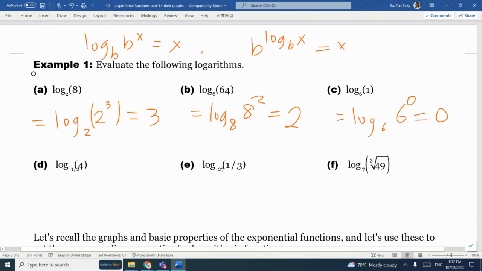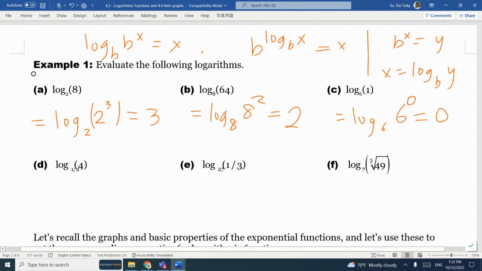There is another way to solve this type of problem. And remember, if you have b to the x equals y, then x equals log base b of y. So keep that in mind. They are inverse functions. So b to the x equals y means x equals log base b of y. Do you agree, everybody?